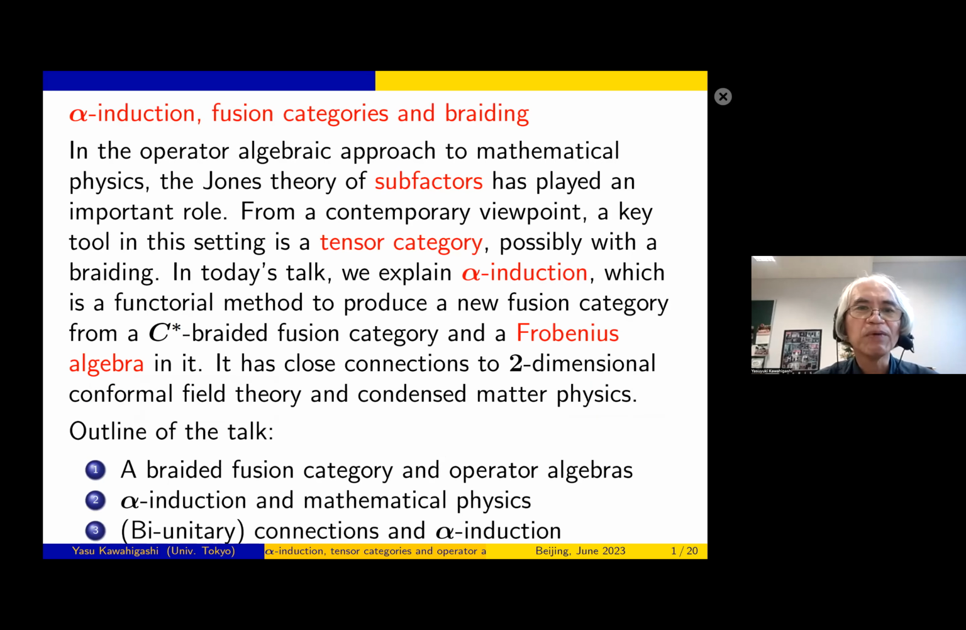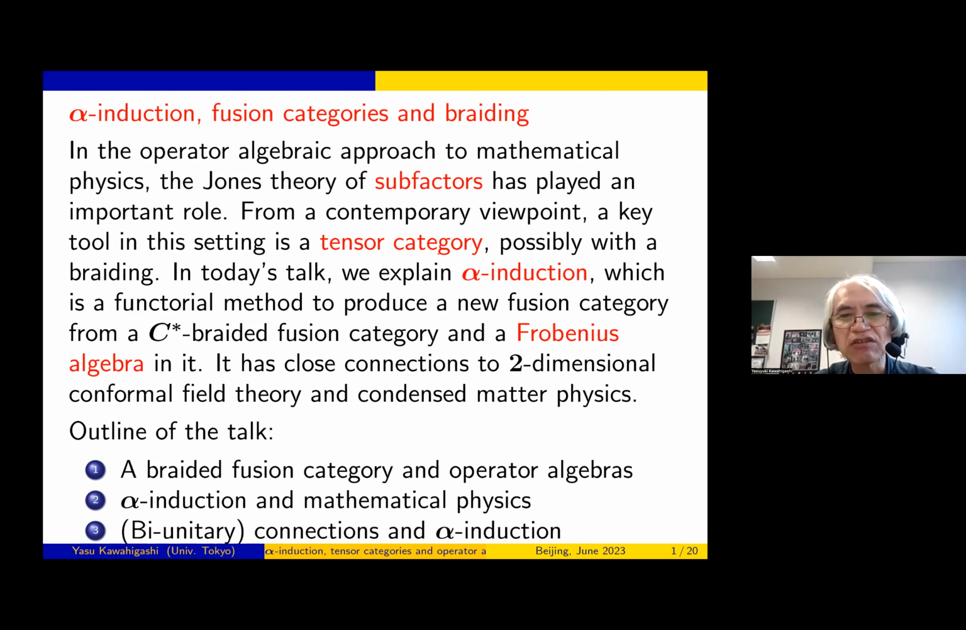So in the operator algebraic approach to mathematical physics, the Jones theory of subfactors, which produced the Jones polynomial for knots and links, has played an important role. And from a contemporary viewpoint, a key tool in this study is the tensor category, possibly with the braiding. In today's talk, I will explain alpha induction, which is a functorial method to produce a new fusion category, some kind of finite tensor category, from a braided fusion category and a Frobenius algebra in it.